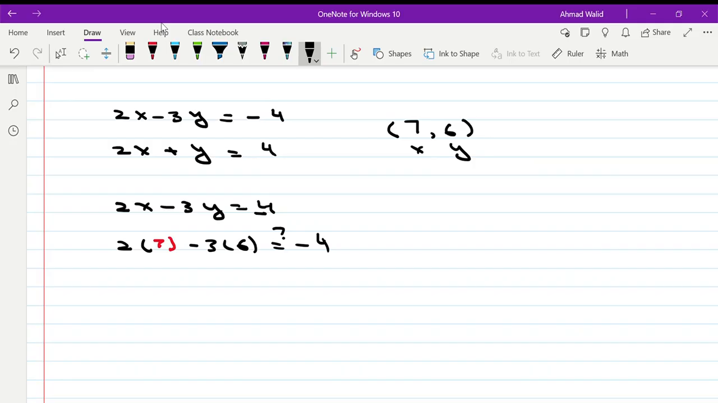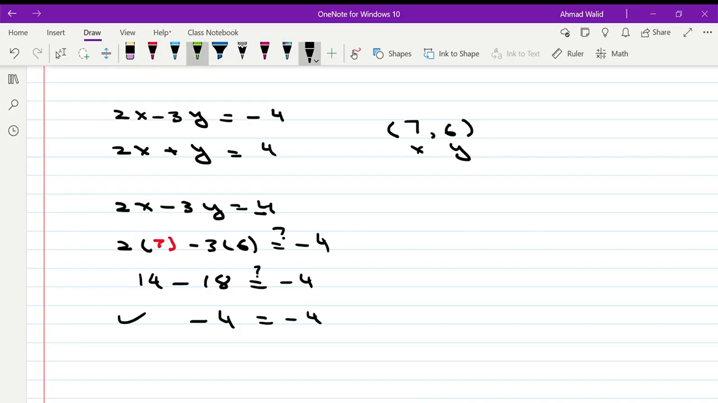2 times 7 gives me 14. Minus 3 times 6 gives you 18. Is this equal to negative 4? 14 minus 18 gives you negative 4. Then negative 4 equals negative 4. Yes, here, this ordered pair is the solution for the first equation.